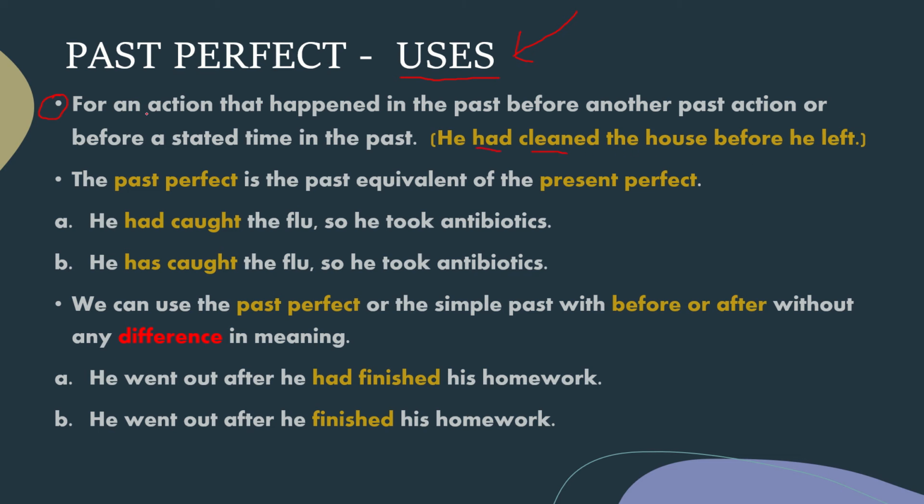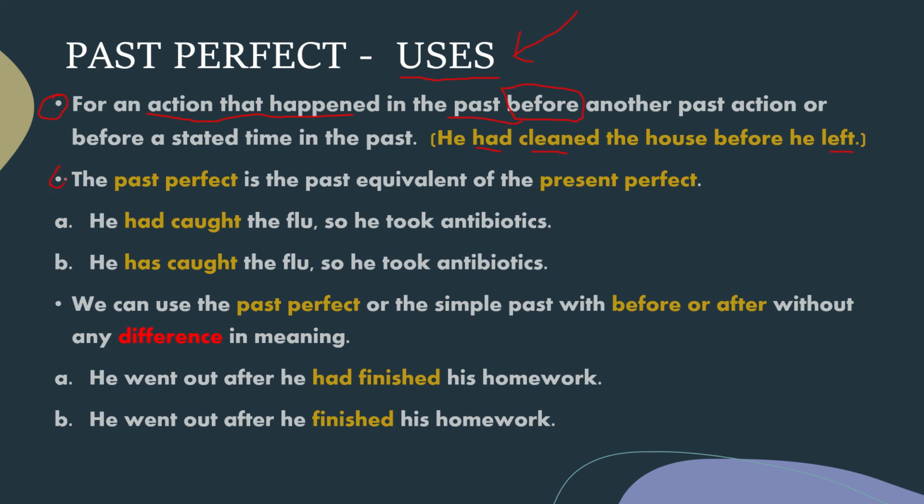So one action happened in the past before another action that also happened in the past. The first action was had cleaned the house. The second action was left. So he had cleaned the house before he left. Very good.